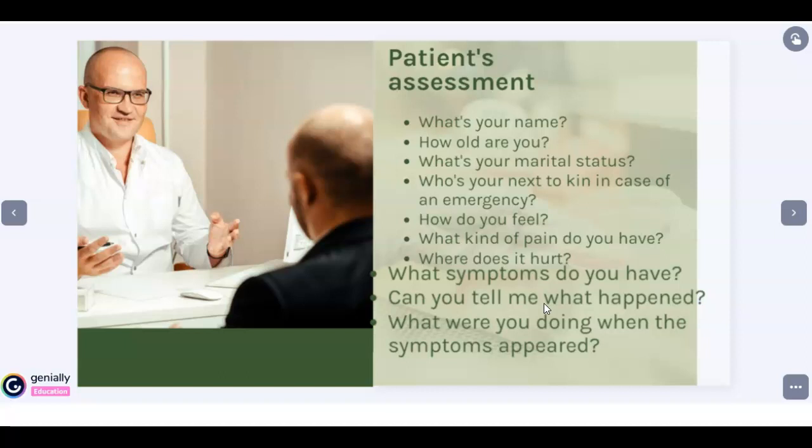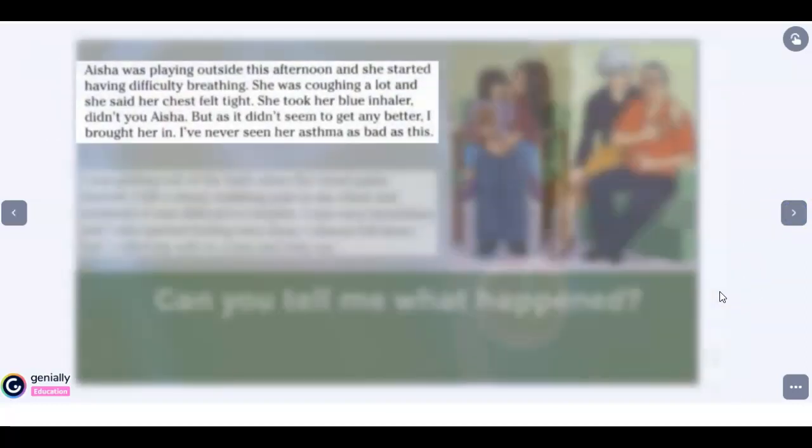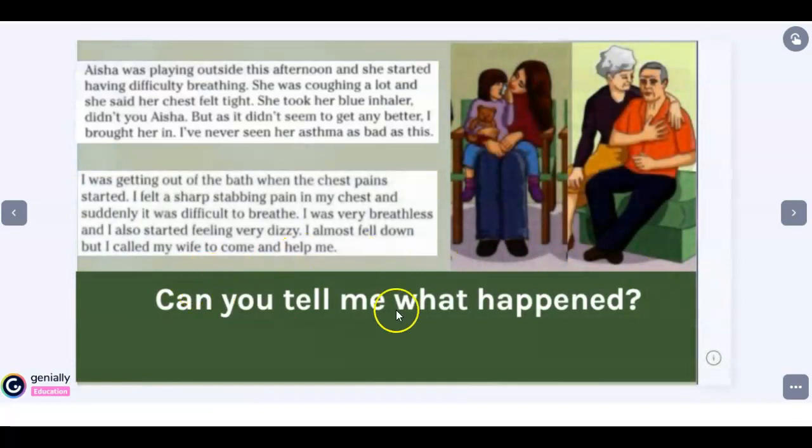What symptoms do you have? And we can answer these questions with the vocabulary that we checked in the previous video, like swollen, cough, sneezing, running nose, etc. Then we have these two questions that will be covered in this objective and in this section. That is, can you tell me what happened and what were you doing when the symptoms appeared? So if you pay close attention to this, you will see that we are talking about the past tense. Can you tell me what happened?